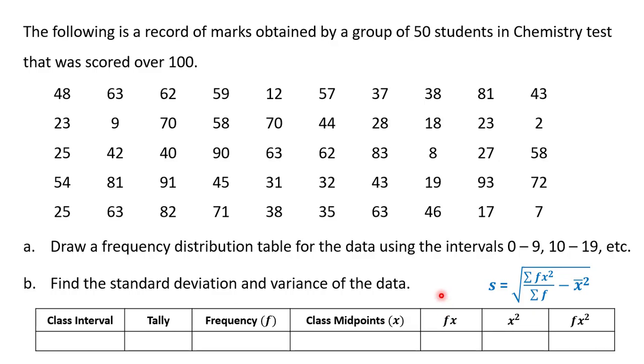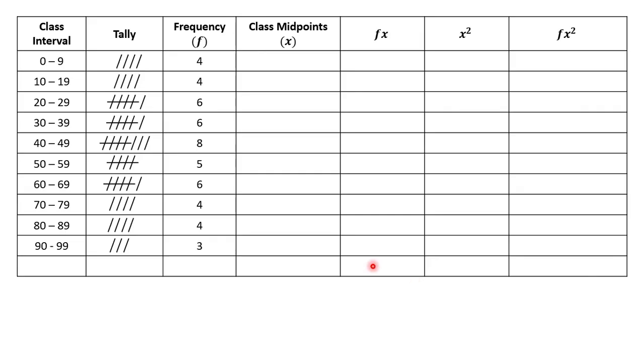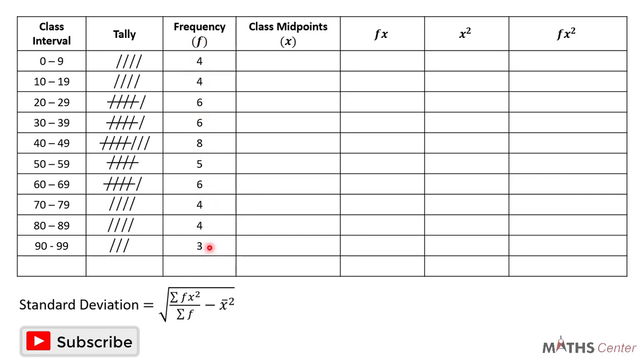Let's fill the table up. Because I've already explained how to do the tally for raw data in the previous videos, I will assume that you already understand it. So I've done that here. These are the class intervals, these are the tallies, and their corresponding frequencies.